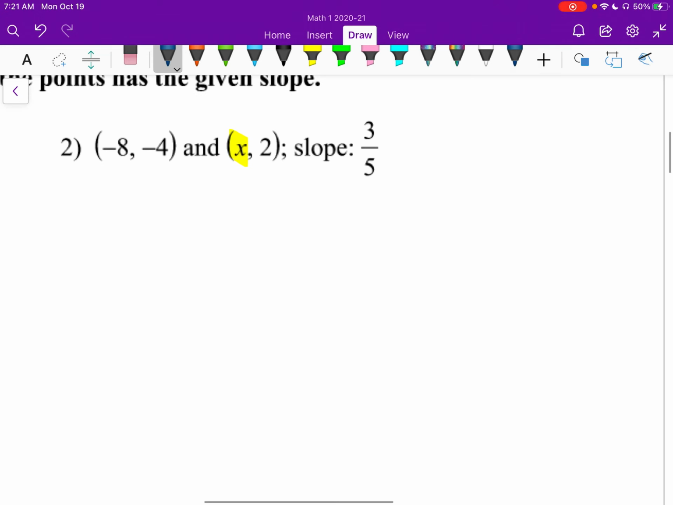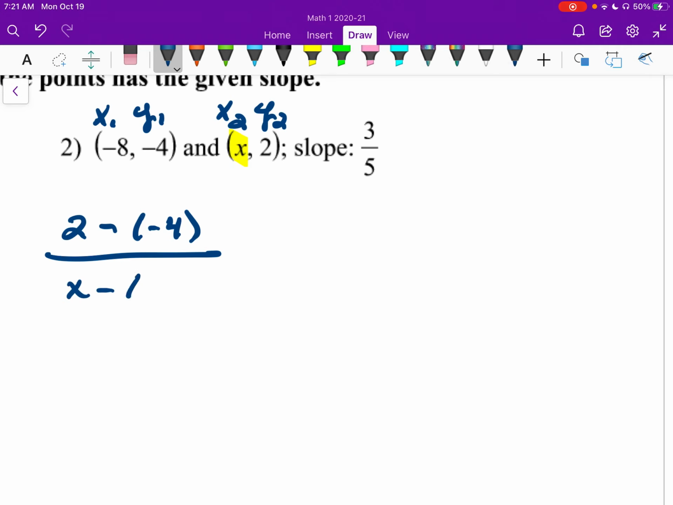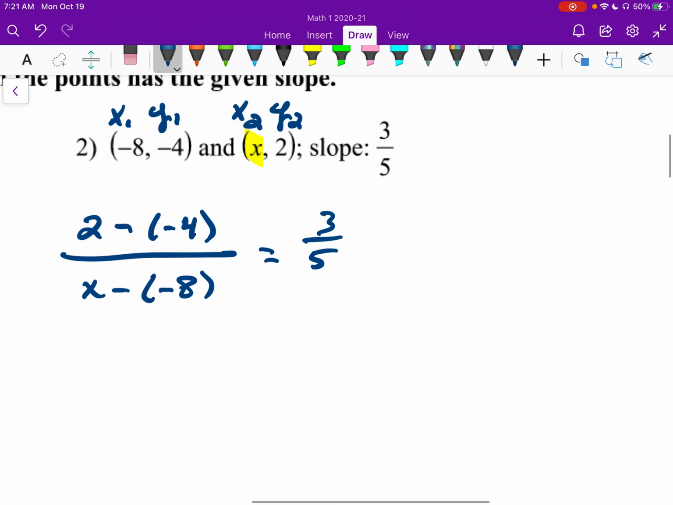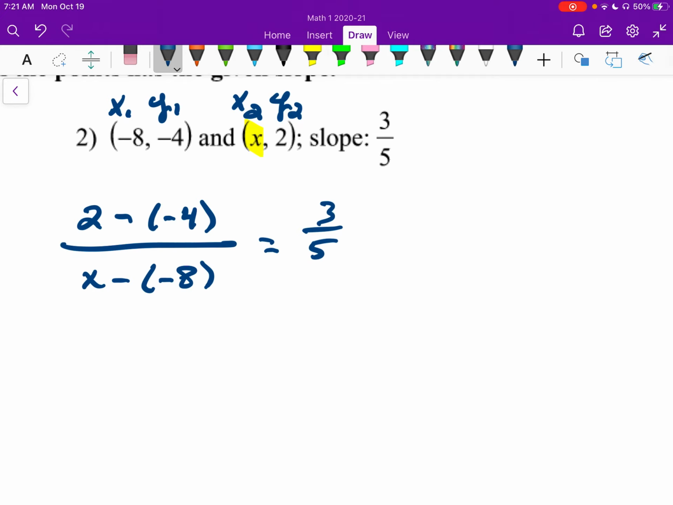Number 2, I'm going to start off by labeling my points, x1, y1, x2, y2. And I'm going to have 2 minus negative 4 over x minus negative 8 equals 3 over 5. Now, just like last time, I'm going to start off by trying to make my fraction just a little bit prettier. We look here and we can see that our double negatives will make positives. So I really have 4 plus 2 is going to be 6 over x plus 8 equals 3 over 5.